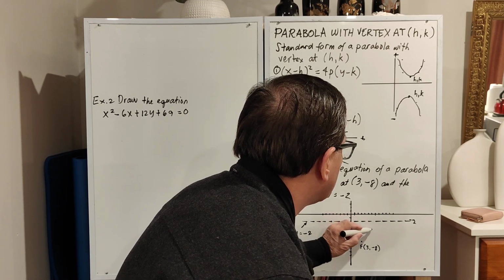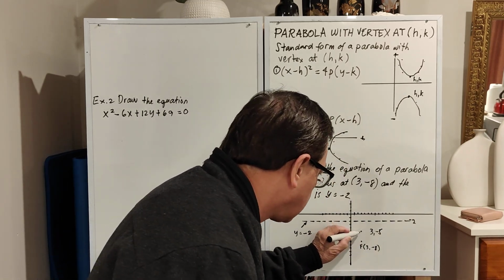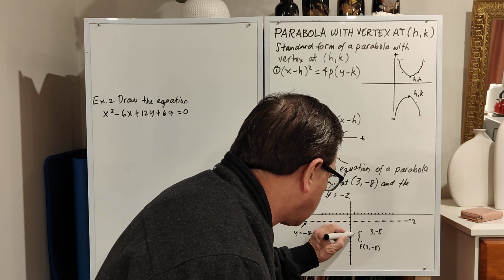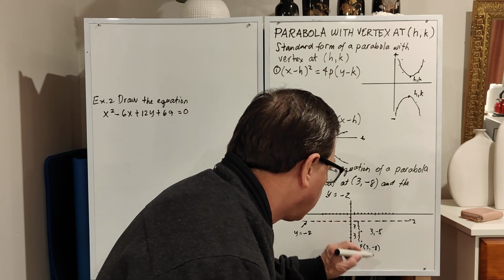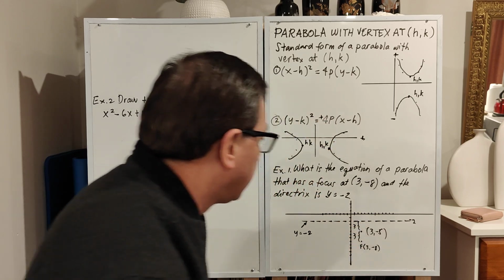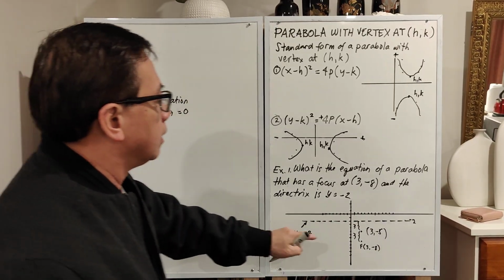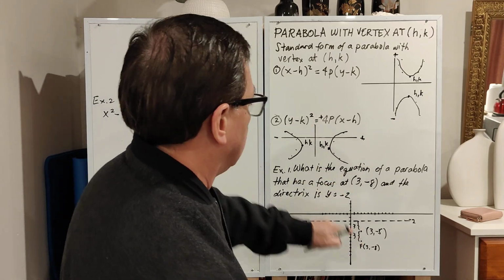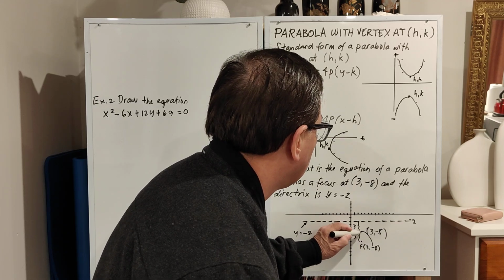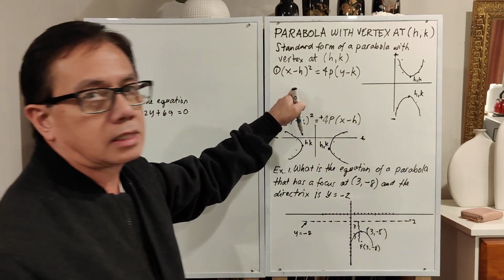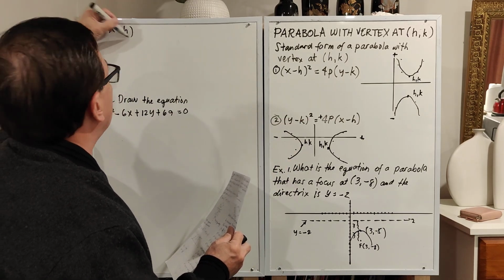This vertex is at 3, -5. So the distance, this one is 3 units, and then again, this is 3 units. This is your hk, 3, -5. Now we can plug these values into our equation. Because it has two values of x for every value of y, we're using this equation. So we will plug in the values.